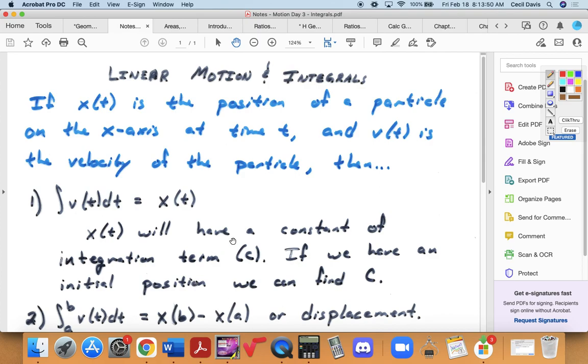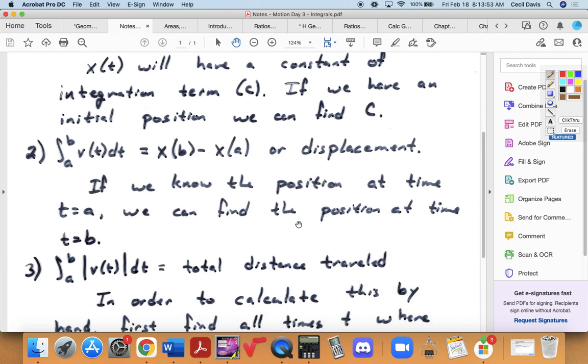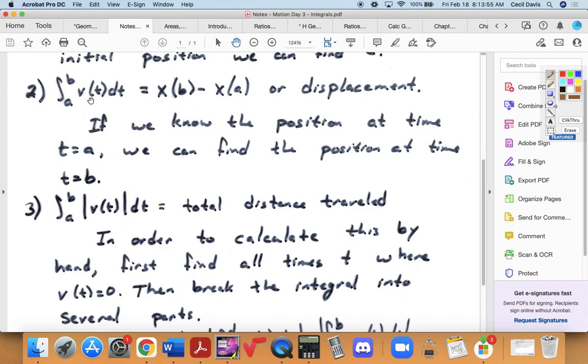So that you can pin it down to just one function instead of a whole family of functions. Okay, we know that if we take the definite integral of v of t dt from a to b, we get x of b minus x of a. That's just displacement. What is the difference in its final position minus its initial position? Okay, you've done that a ton in physics. So if we know the position at time t equals a, we can find the position at time t equals b using this.